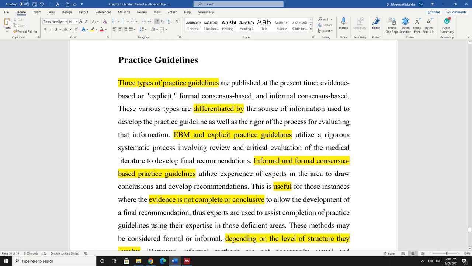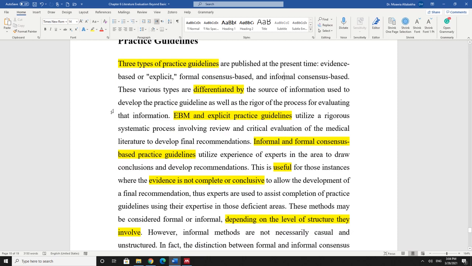Informal means it's unstructured. I didn't make a survey, I didn't have a pre-designed method to develop this guideline. For example, let's say some experts discussed with each other, okay, and maybe one of them, based on the discussion, started writing the guideline. So we say it's informal consensus. Now consensus means agreement, okay, based on the agreement between the experts.